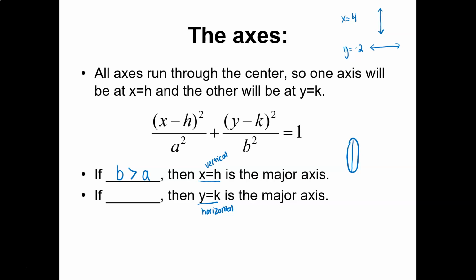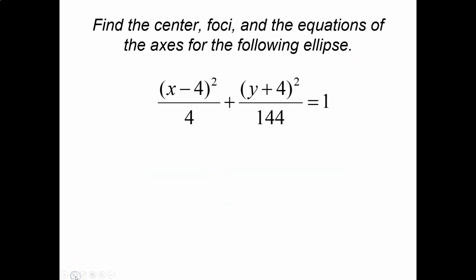And if we're dealing with a horizontal major axis, that means I've got a wide ellipse. And if I have a wide ellipse, A is greater than B. So let's see what this looks like. We have this, it's already in standard form for us. We need the center, the foci, and equations for the axes for the following ellipse.